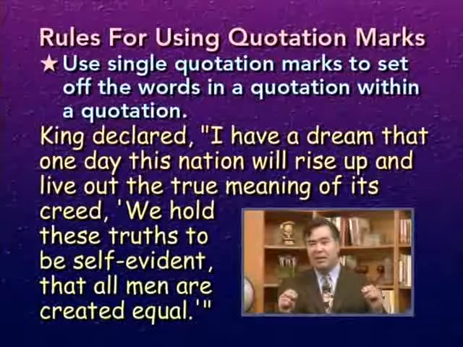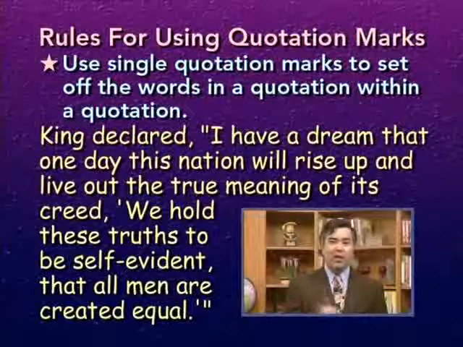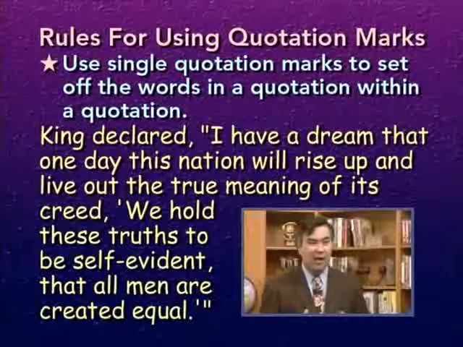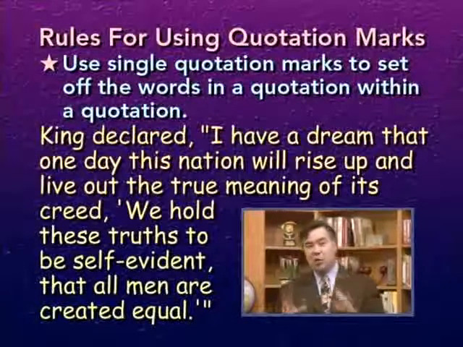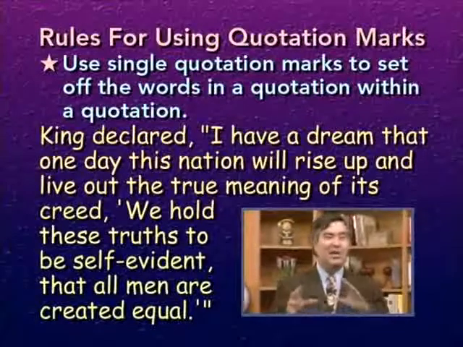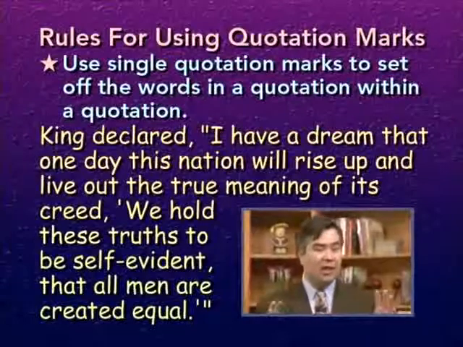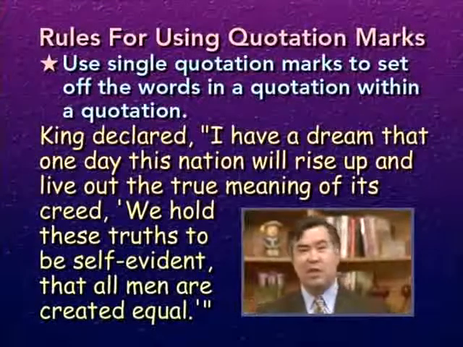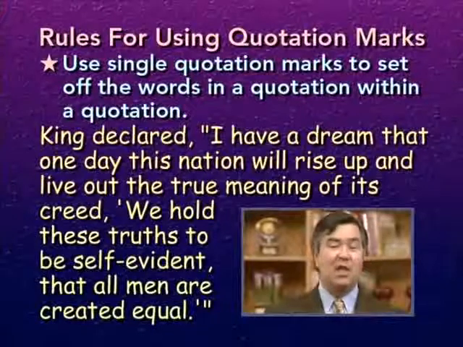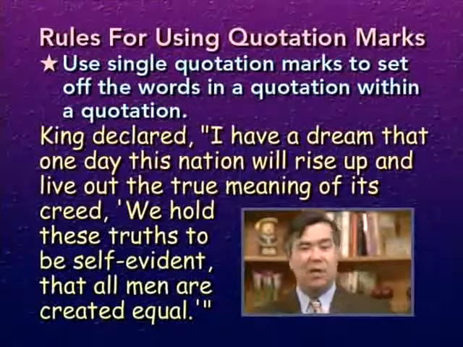The words from the Declaration of Independence that Martin Luther King was quoting were, "We hold these truths to be self-evident, that all men are created equal." So this particular sentence is quoting Martin Luther King, who in turn was quoting another literary work. So here's how the quotation marks have to work. We put normal double quotation marks around all of King's words, starting with "I have a dream" and ending with the end of the sentence, that all men are created equal.